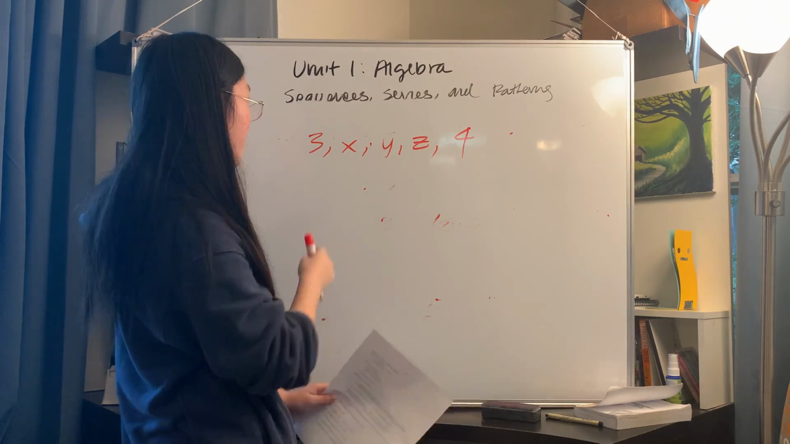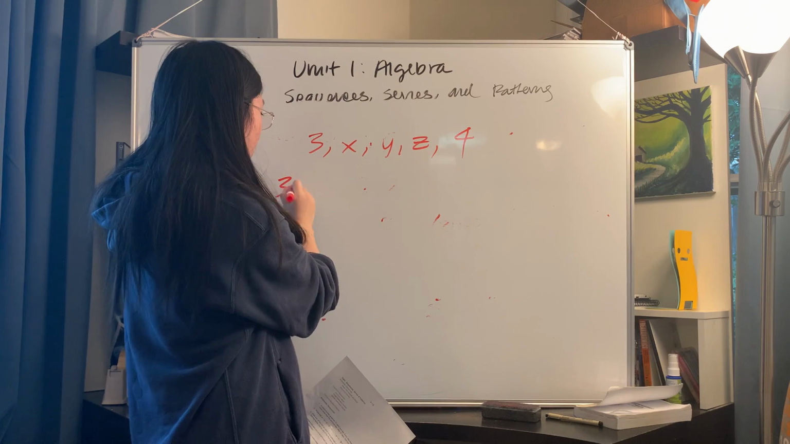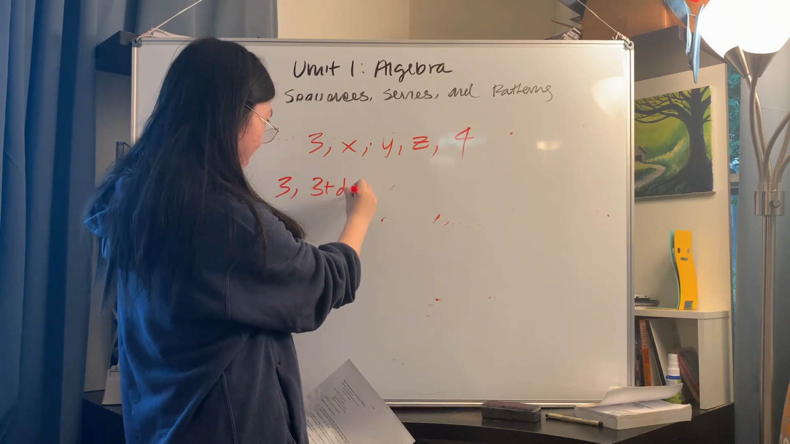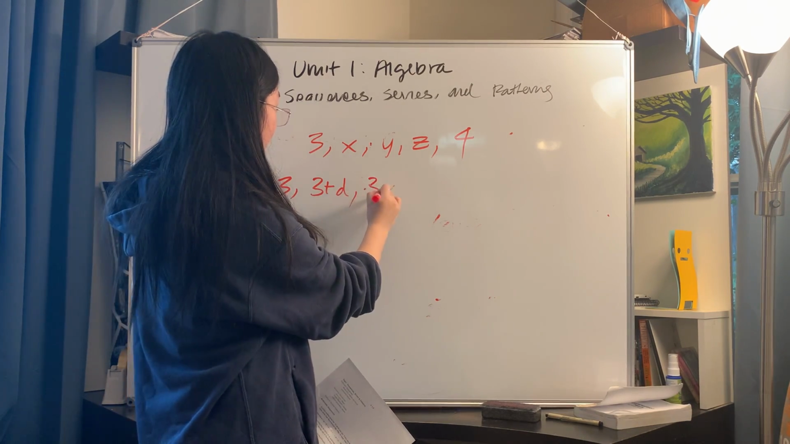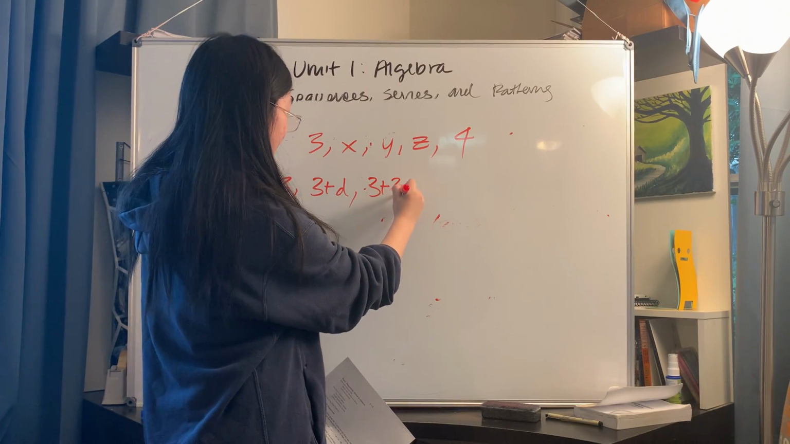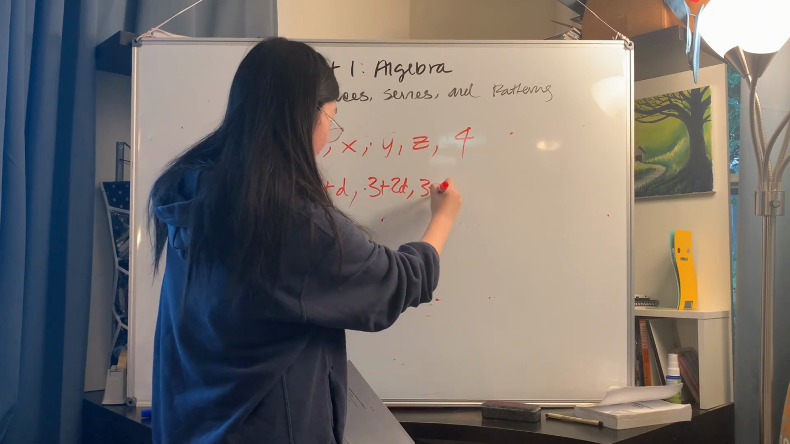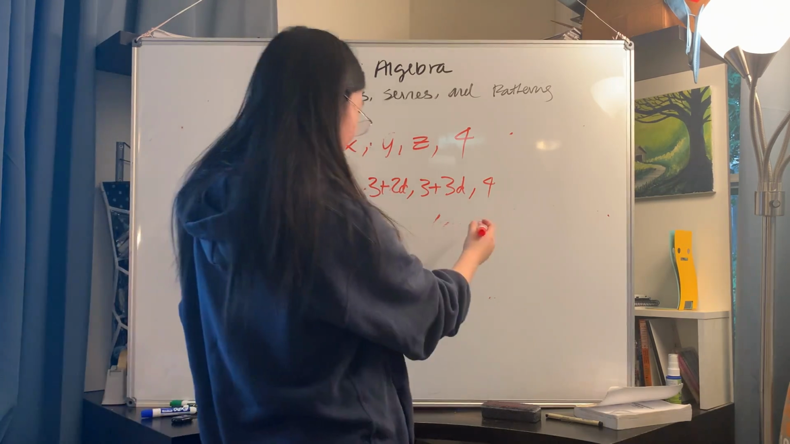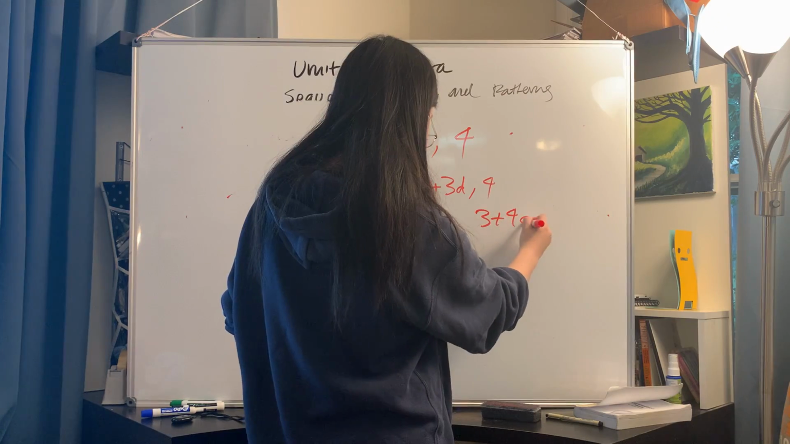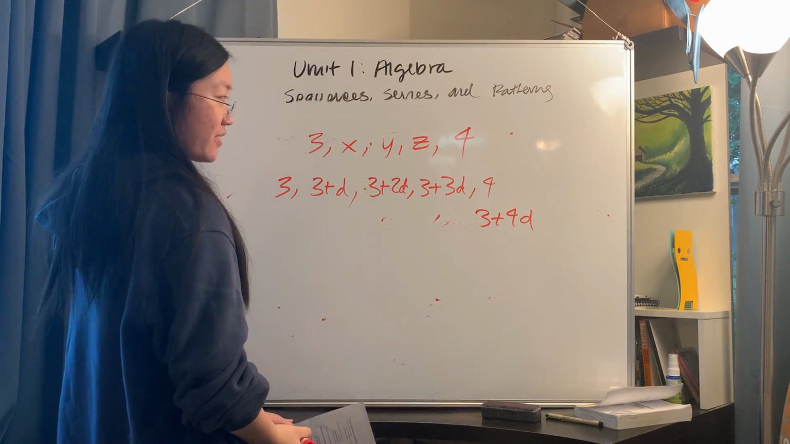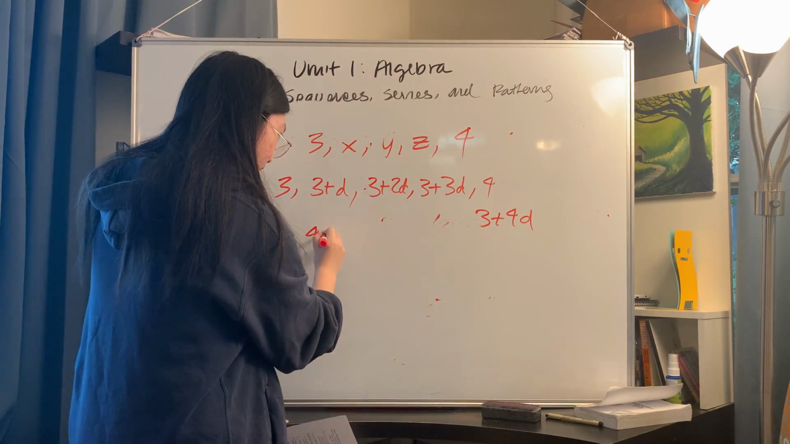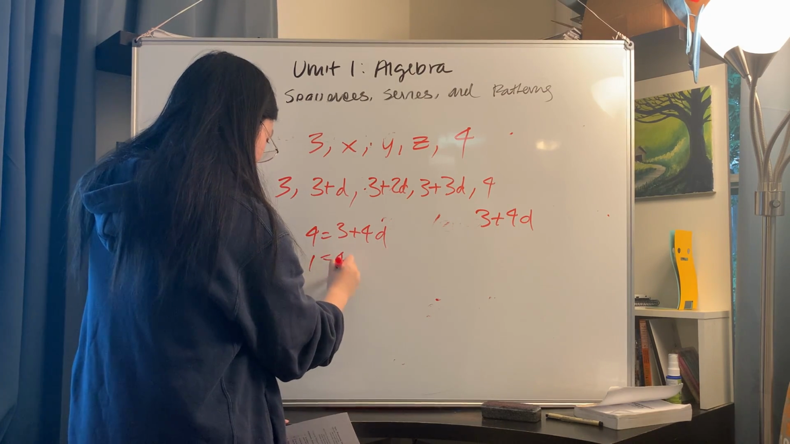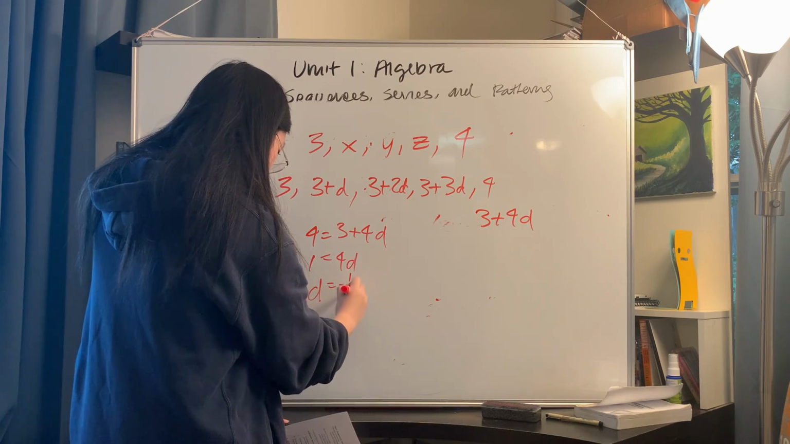Okay, well, how do we do that? Well, we first start with 3, and x has to be equal to 3 plus a certain difference. And then y is equal to 3 plus 2d, and then z is equal to 3 plus 3d. And then we have 4. But we know what 4 is equal to. 4 is equal to 3 plus 4d. So by knowing that, we can figure out what d is. If 4 is equal to 3 plus 4d, 1 is equal to 4d, and d is equal to 1/4.